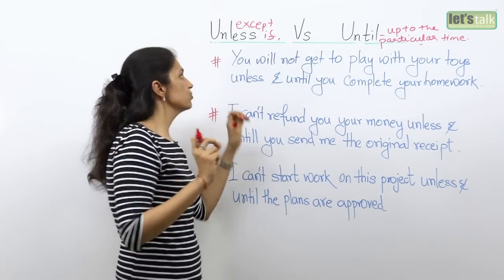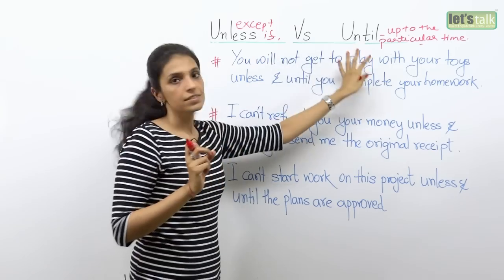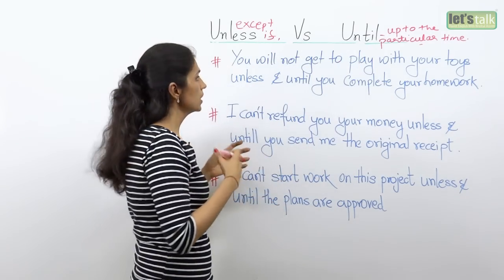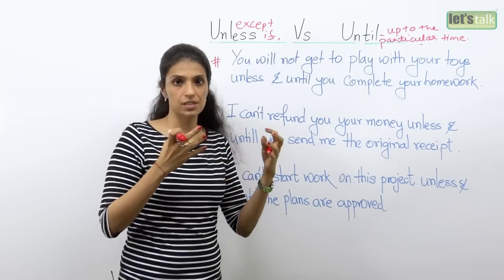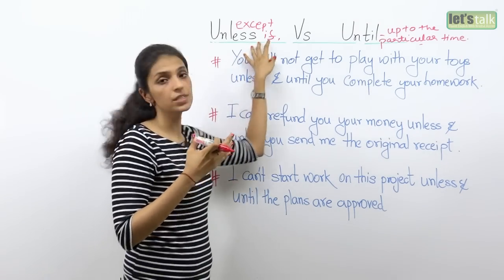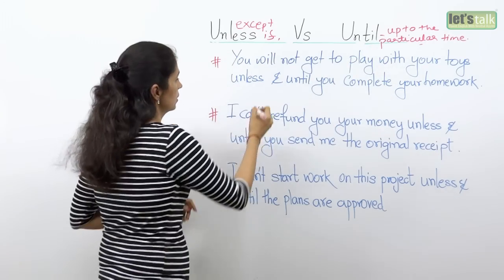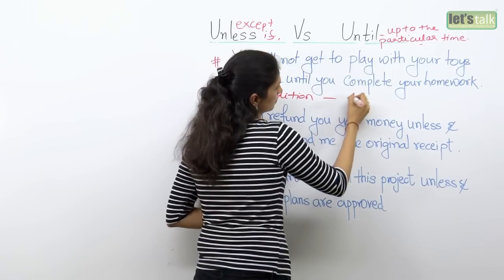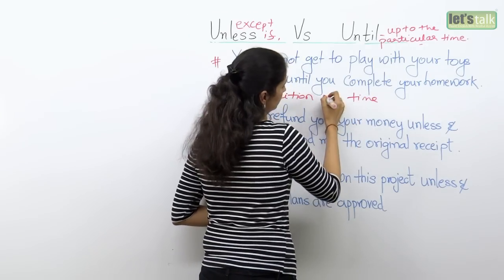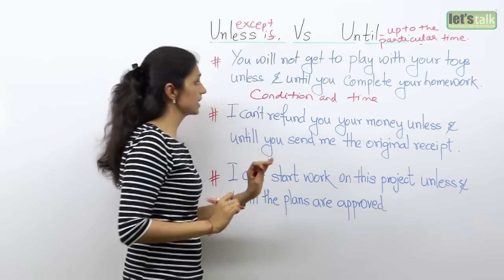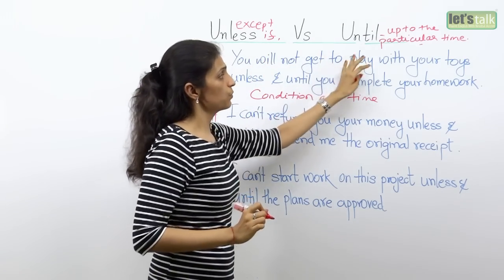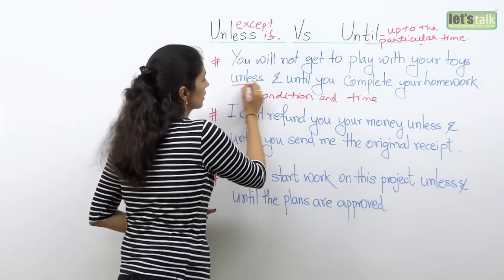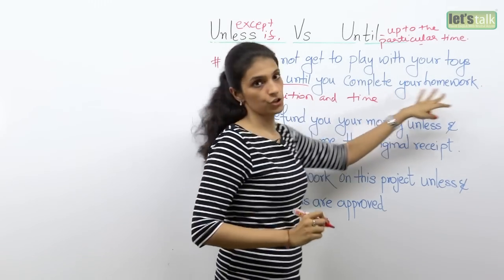We use unless and until in the same sentence when a situation involves both the condition and the time. So let's understand the condition, or the precondition, and time. If I say you will not get to play with your toys unless and until you complete your homework.